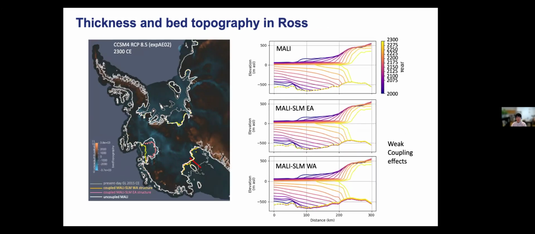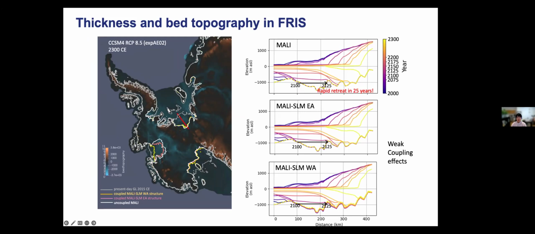Sure, thank you. To show the Ross region, here is a cross section across the Ross region. You can see that retreat happens in all of the simulations, regardless of the GRD effects. So this region seems pretty insensitive to GRD effects. And in all simulations, there is about a kilometer per year of grounding line retreat between 2100 and 2225. That was something really interesting, and I'll get to why that might be at the end.